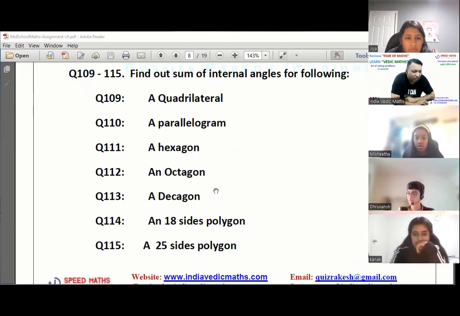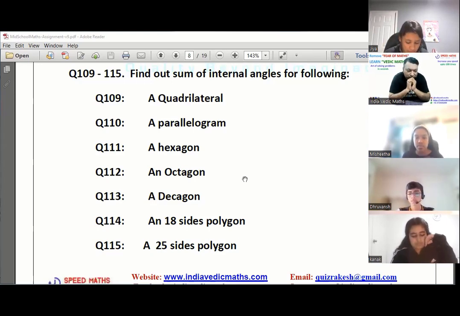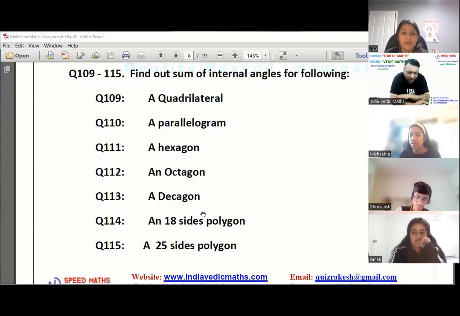109 to 115, you know the basic concept, right? What is the concept? How to find internal angles? What is the formula? The formula is n minus 2 times 180. Yes, you get all of the question answers, right? 109 to 115, right, Kanak?